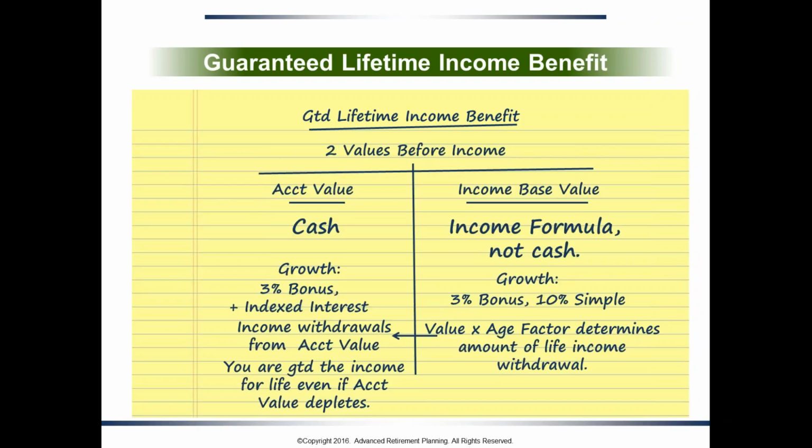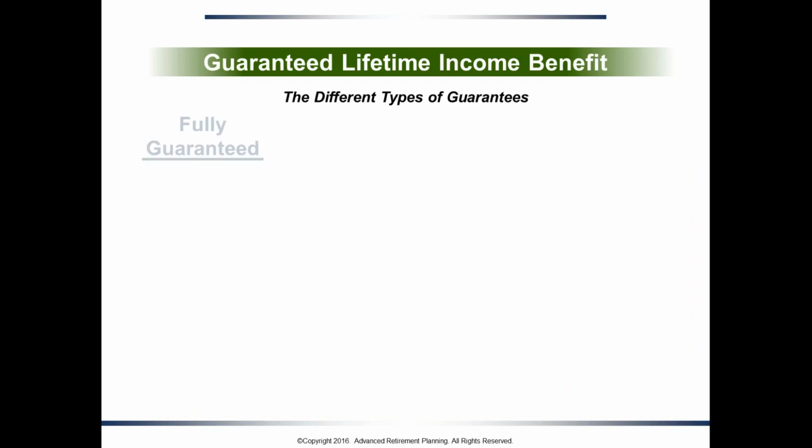I think another important thing to add to the GLIB is that if the owner dies before the account value is depleted, the rest goes to the beneficiary. And I agree completely, you're absolutely right. If they die early, money goes to the beneficiaries.